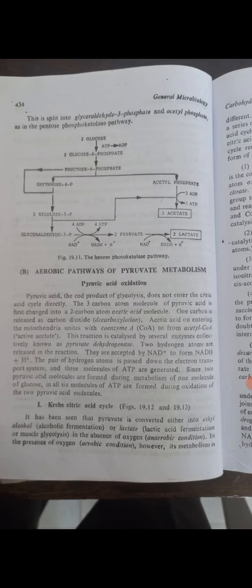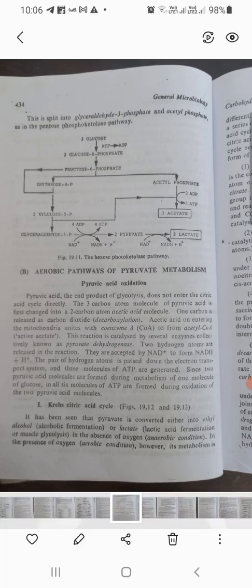I will start with the third chapter of microbial metabolism, and in that chapter we have to discuss the aerobic pathway for metabolism, in which we will be discussing the Krebs cycle specifically and the respiratory electron transport chain.